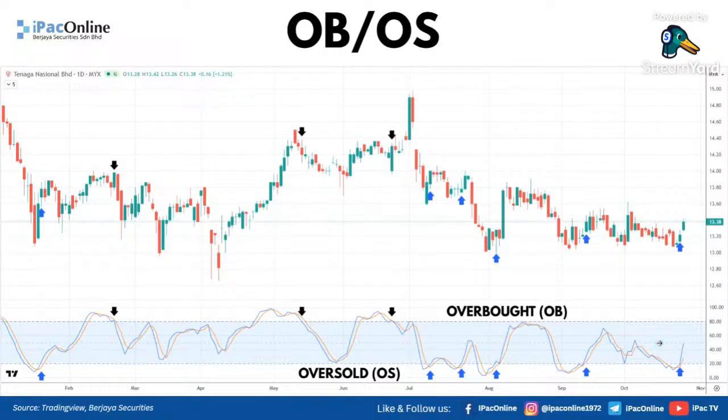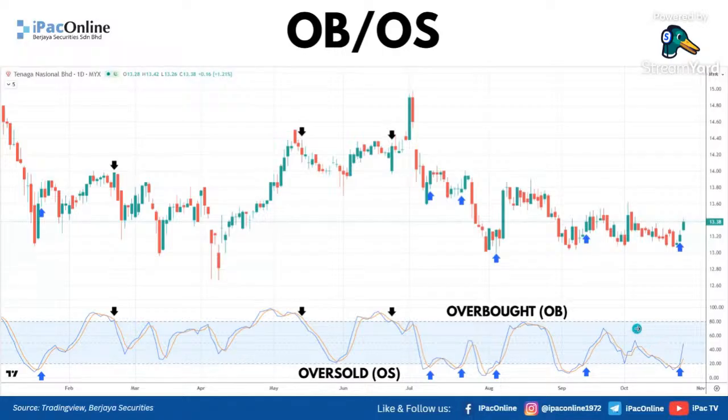Okay, 50 is a very important level for stochastic, whereby above 50 is actually telling you that the upside is stronger, and below 50 is telling you that the downside is stronger. It's quite a strong, quite an important indicator as a divider of upside and downside.